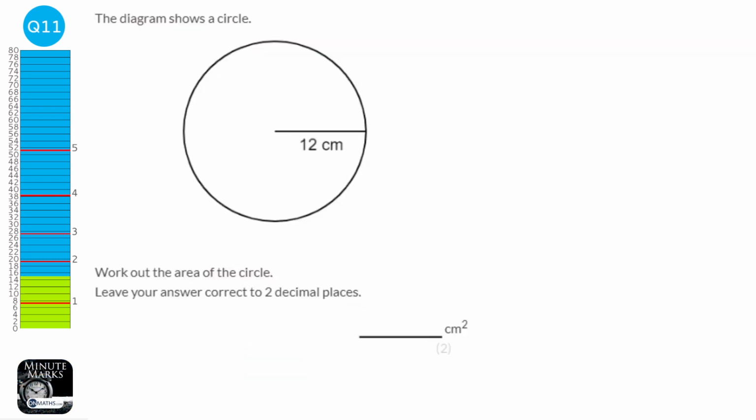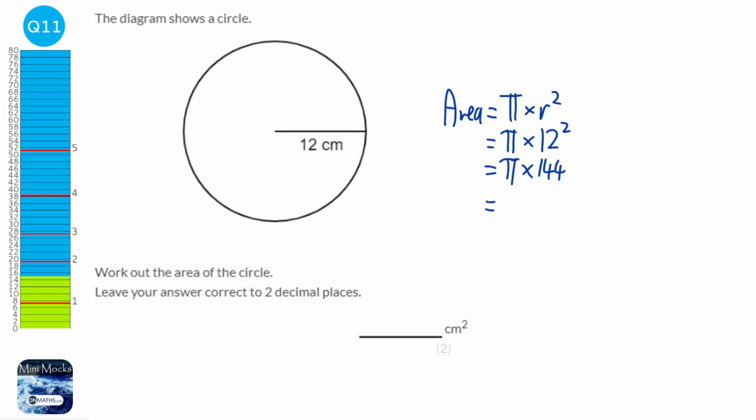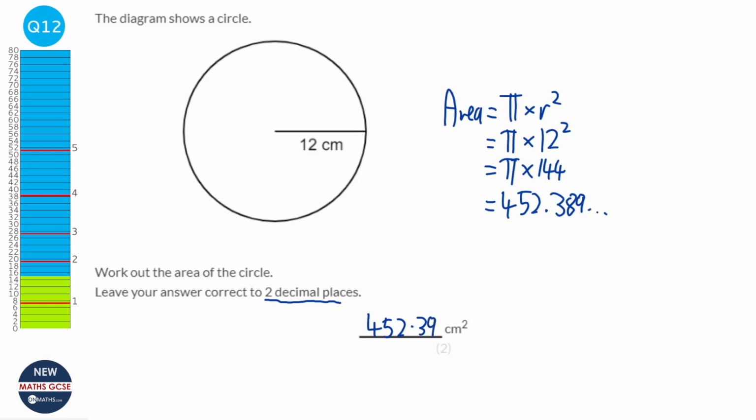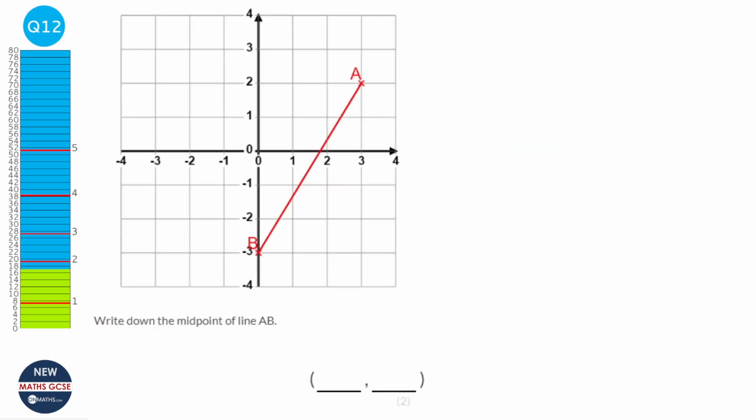To find the area of a circle, we use the formula area equals pi r squared, or pi times r squared. We're given the fact that the radius is 12, so it'd be pi times 144. Type that into the calculator and you get 452.389 and so on. And the question asks us to round it to 2 decimal places, so that would be 452.39.